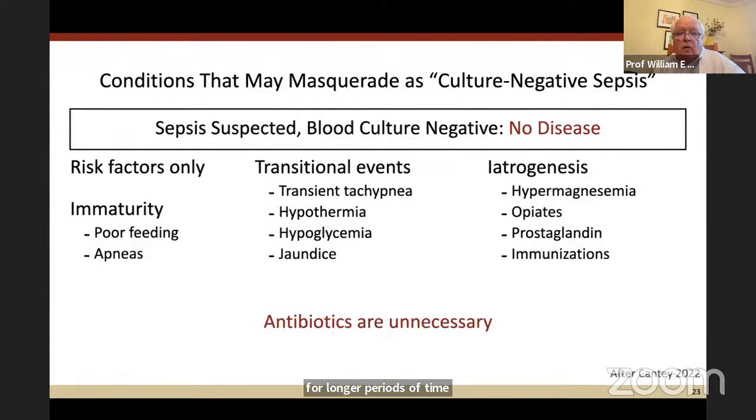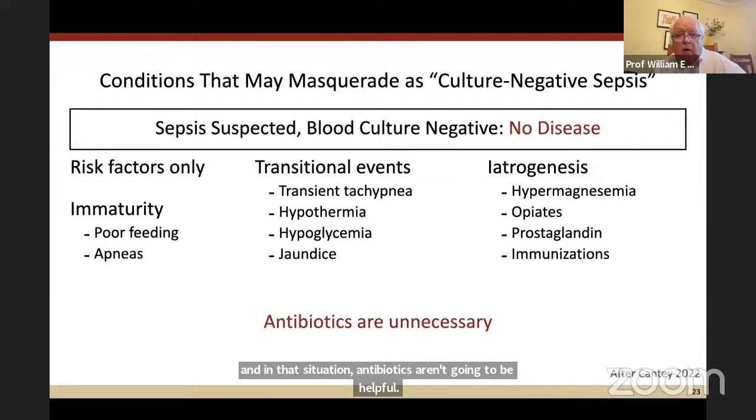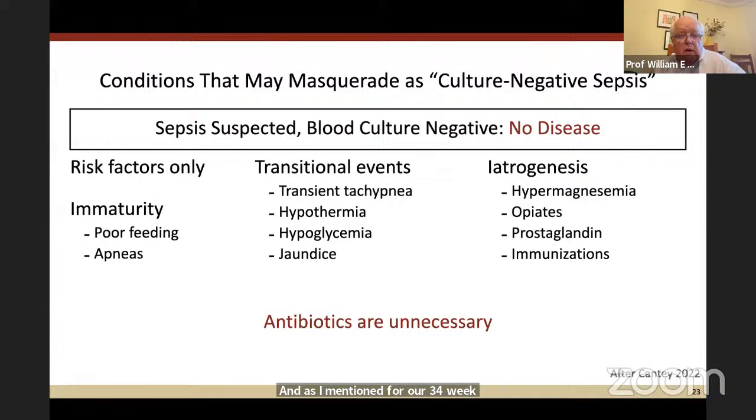Second category is babies who appear sick, but actually really don't have diagnosable disease. And this includes babies with risk factors only. In this situation, the baby may have multiple maternal risk factors identified: prolonged rupture of membranes, intrapartum fever, GBS colonization, whatever. But if the baby looks well, they may in fact not be sick. And in that situation, antibiotics aren't going to be helpful. And as I mentioned, for our 34-week gestation and older infants here at Stanford, we are not treating with empiric antibiotics for risk factors only.